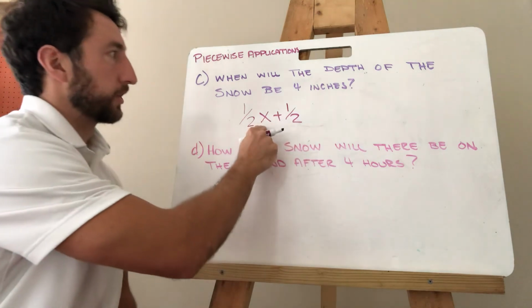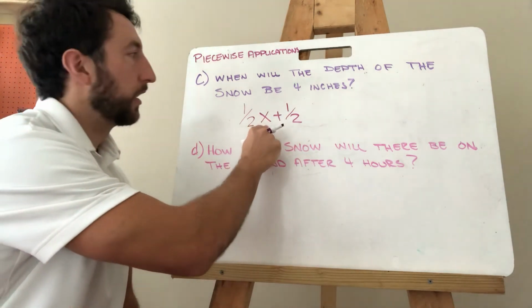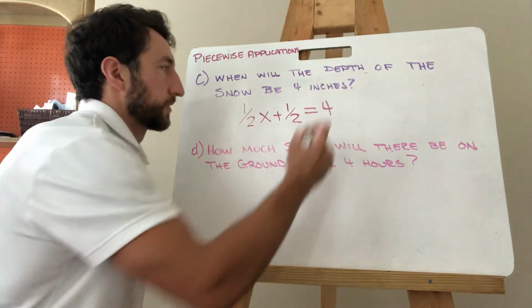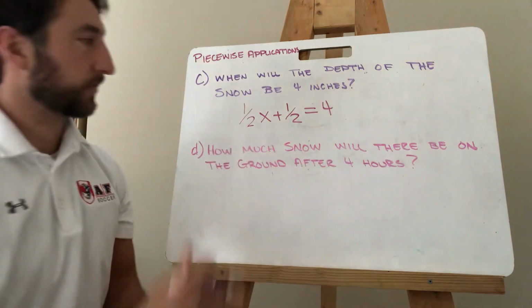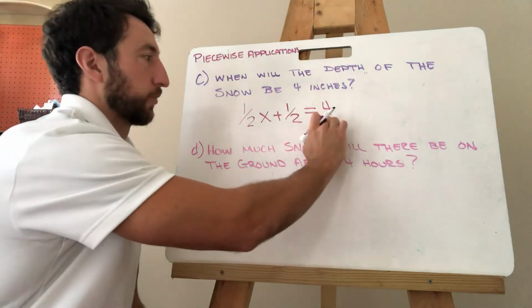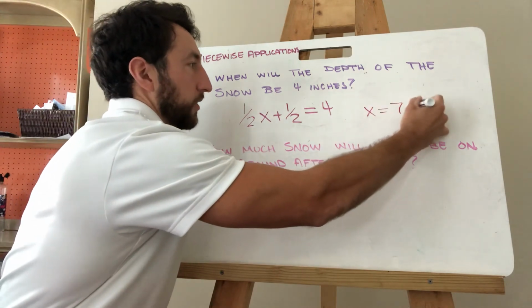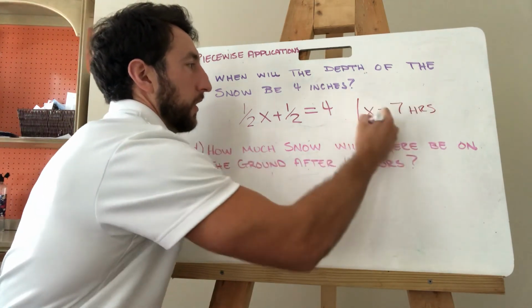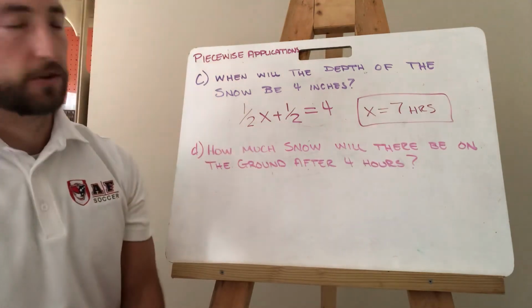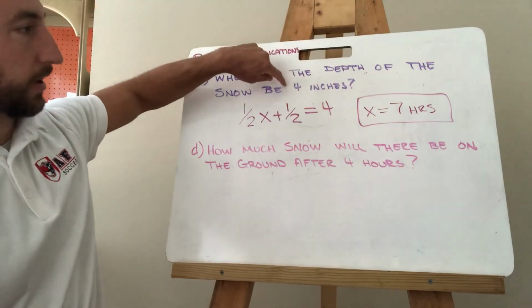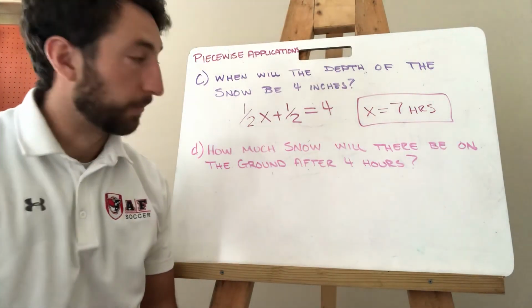I don't know how much time there's been, but I do know that it's equal to 4 inches. And so then we solve for x. So you subtract the 1/2 and then divide by 1/2. You should get x equals 7 hours. So 7 hours into the snowstorm, we're going to have 4 inches of snow.